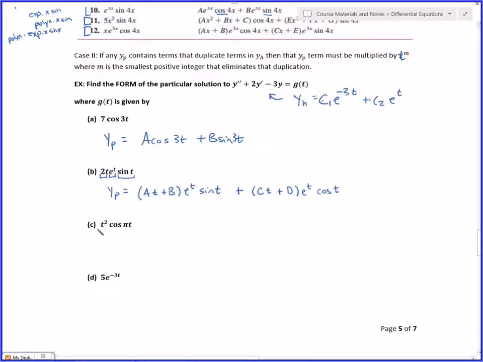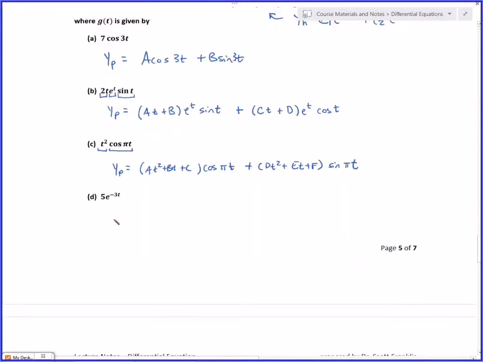All right, now this is a polynomial times a cosine. What degree? Second, so I need (At^2 + Bt + C) cos(pi t) plus (Dt^2 + Et + F) sin(pi t). Exactly. 6 unknown parameters, which would result in 6 equations to be solved.